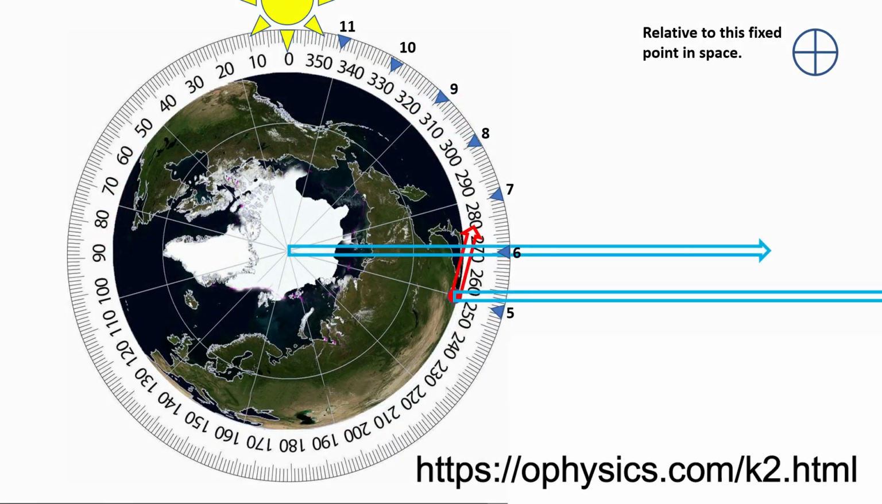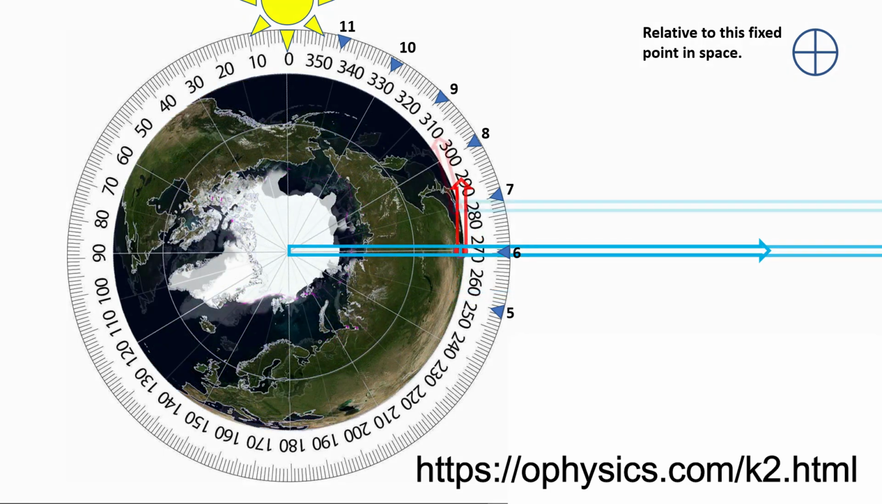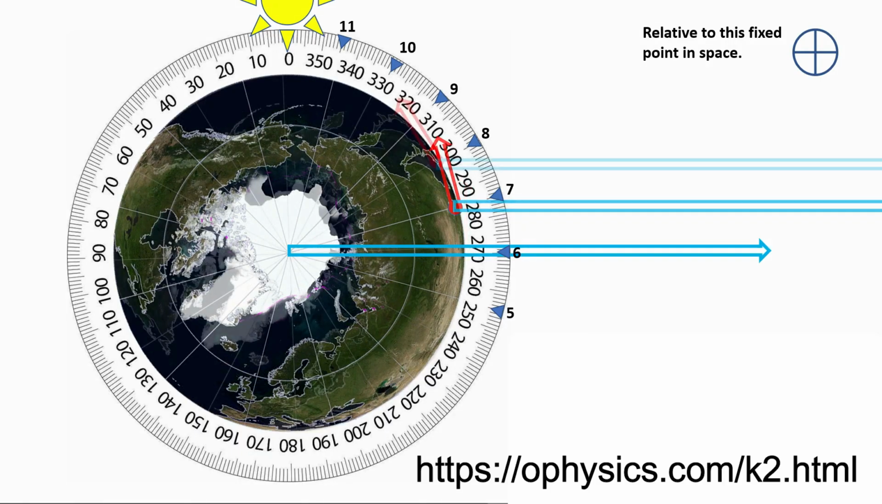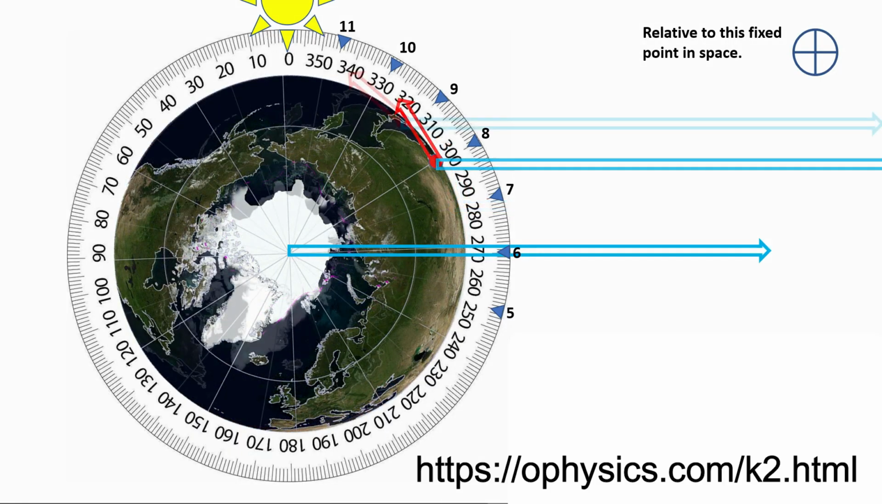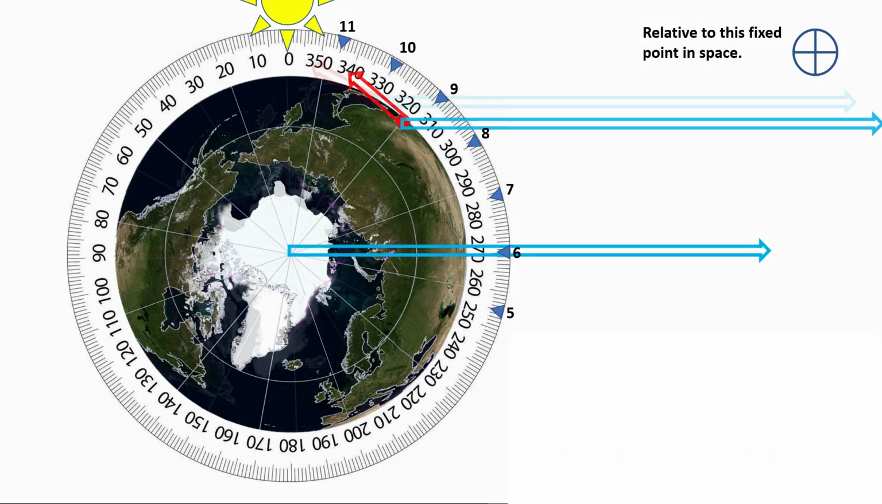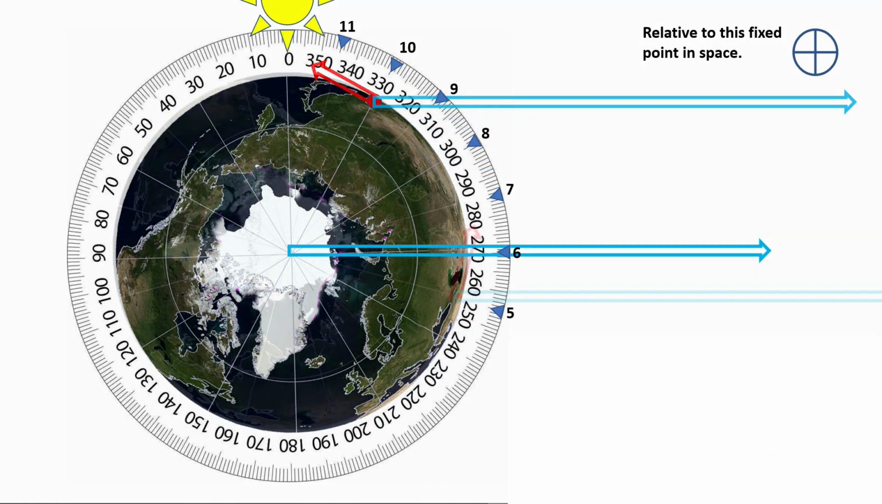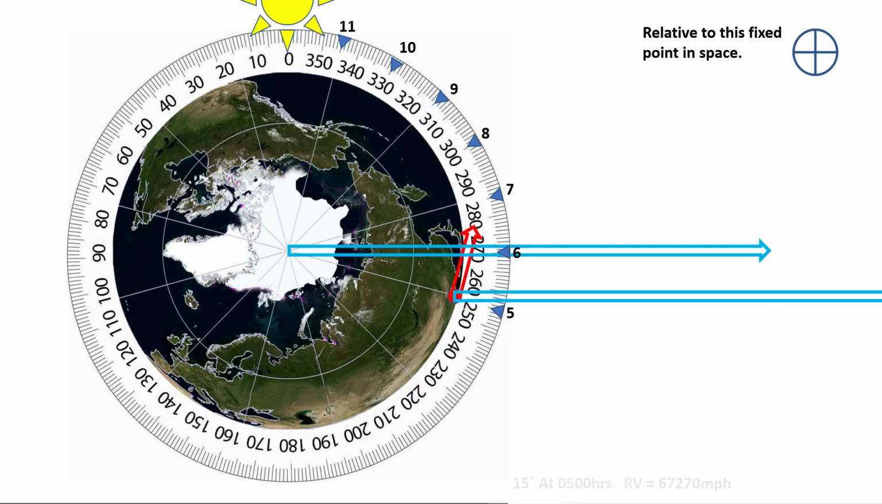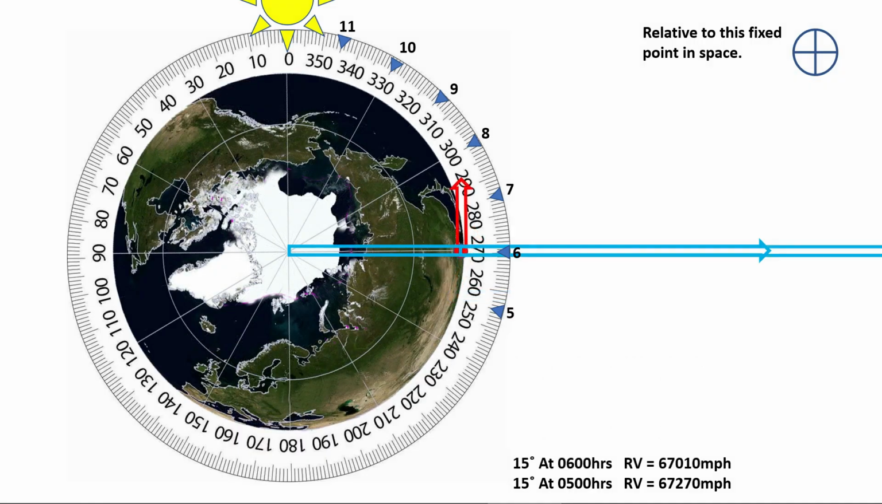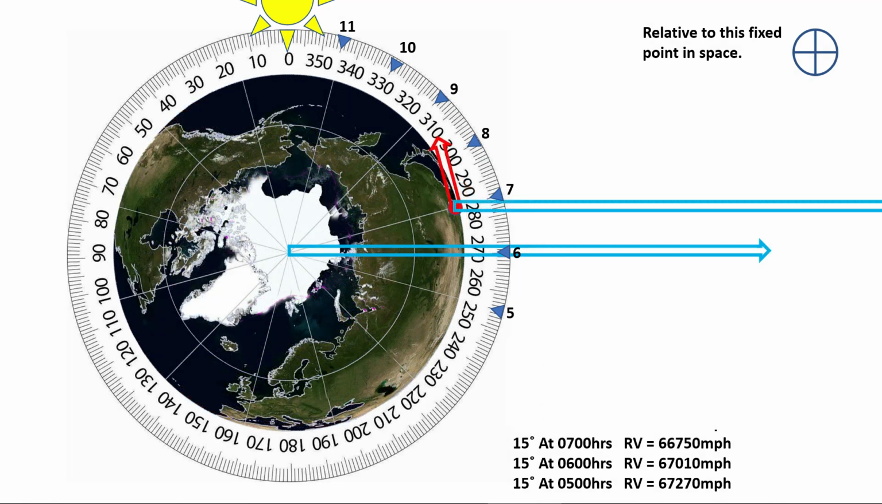You can use this vector addition tool to check the numbers. Your velocity will always be the sum of both velocity vectors. This is basic physics. At 0500 hours your resultant velocity will be 67,270 miles per hour. Then 67,010 miles per hour at 0600 hours. And so on for each hour.